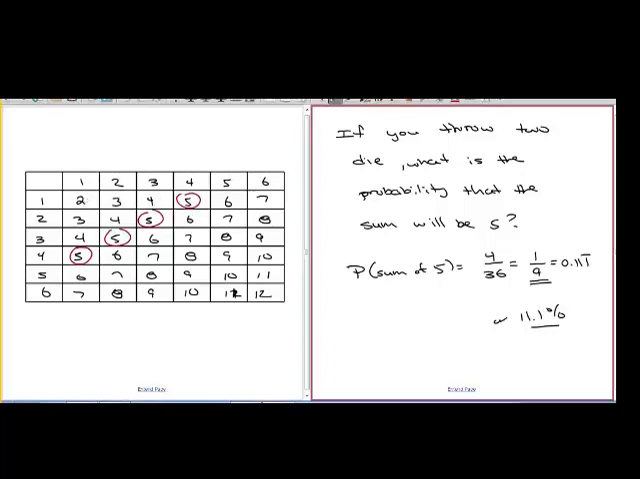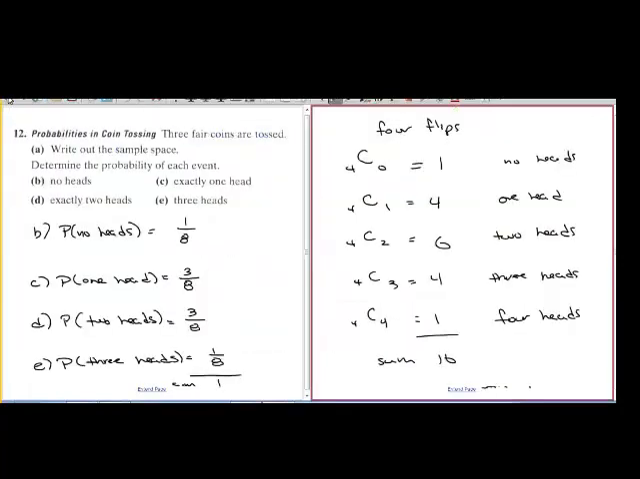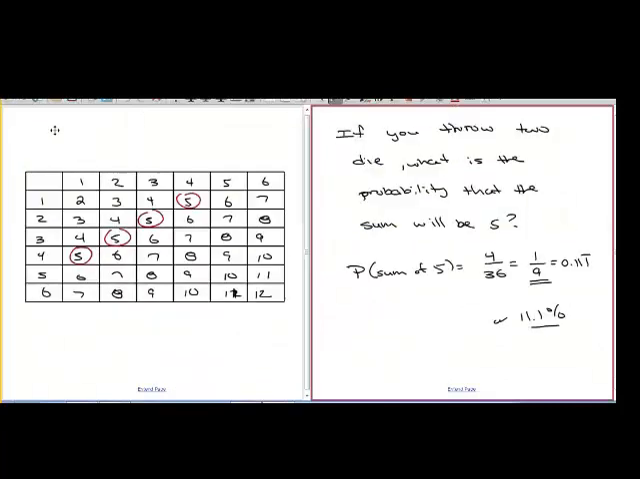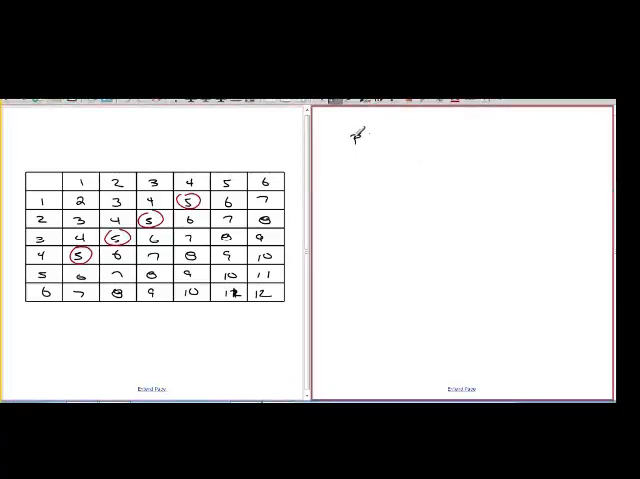We could answer the question using the fundamental counting principle to give us the total number of different choices, which is 36. There's 36 values here. But to answer specific questions, let's go back, I've already forgotten what the numbers were, 2, 4, 7, and 10. So what we'll do is add a page here. The question is, what is the probability of getting a sum of 2? What is the probability of getting a sum of 4? What's the probability of getting a sum of 7? And what's the probability of getting a sum of 10?